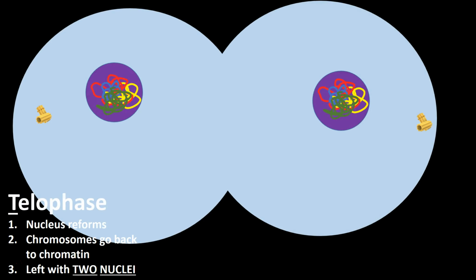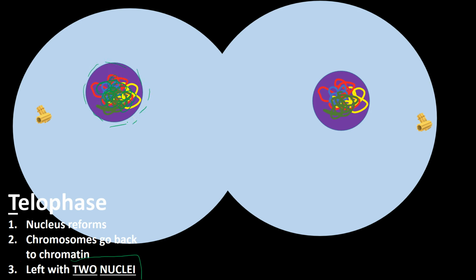Next, we go to telophase. The T in telophase I think of as 2 nuclei, because the chromosomes have reached opposite ends. Once they get to opposite ends, they're going to decoil. They're going to go back into their chromatin state. Our nucleus is going to reform.